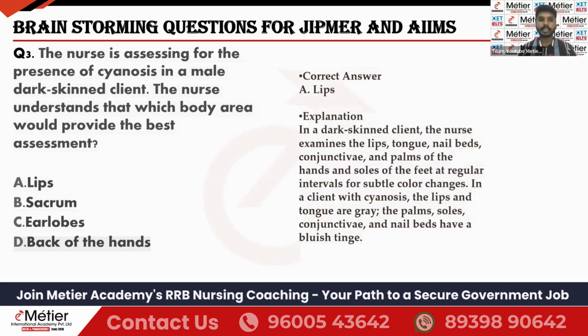Lips is the correct place where we can assess the cyanosis in the dark-skinned client. Why? Because in the remaining options, sacrum, earlobes, back of the hand, everywhere the dark-skinned people's skin tone will be darkened in color, except lips. So when the patient is even dark in color, what will happen if they're getting a cyanosis? The lips become gray in color. The palms and soles and conjunctiva also we can assess in dark people, and the nail beds also. There will be a bluish pink color. Bluish color changes will be there.